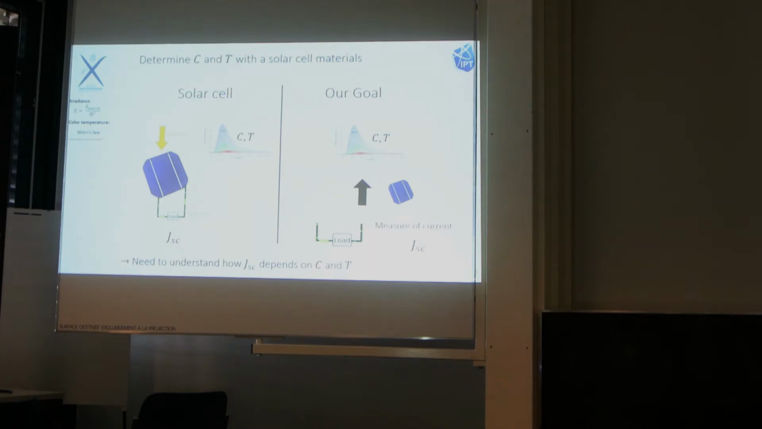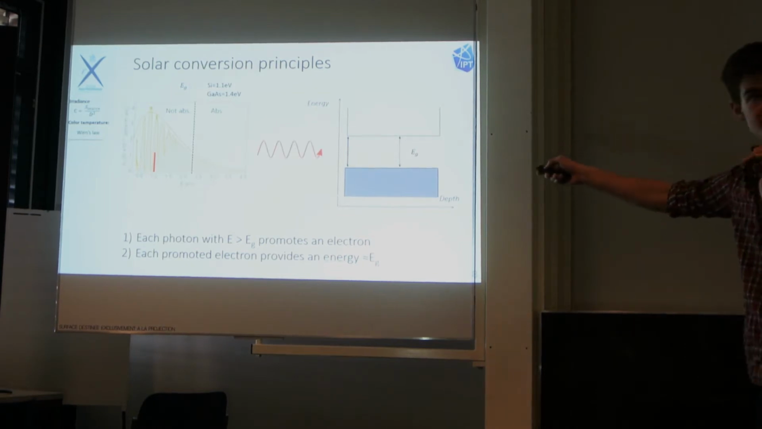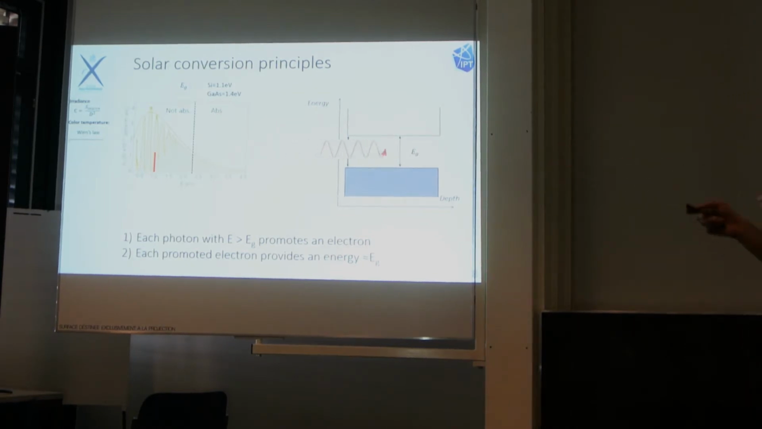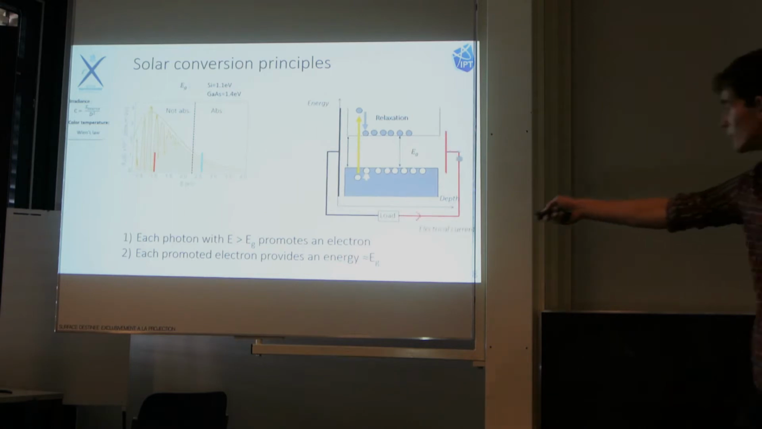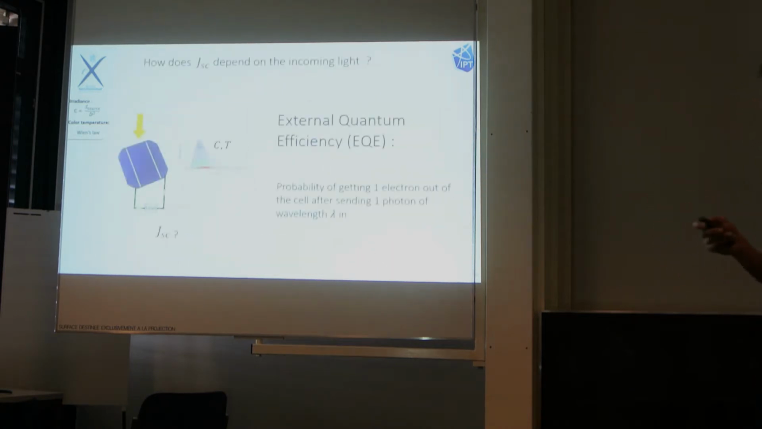So first, we need to understand how the current will depend on spectrum parameters. Here are some very basics of solar cell conversion. If we have a semiconductor with an energy gap, and a photon with an energy superior to the gap goes into the semiconductor, it will promote an electron, and this electron will be able to provide energy which is about the energy of the gap. So this is how we get energy from the cell with photovoltaic panels, and we use this with our solar cell.